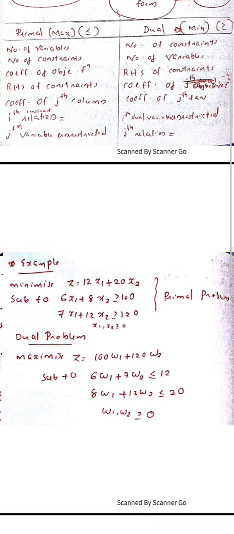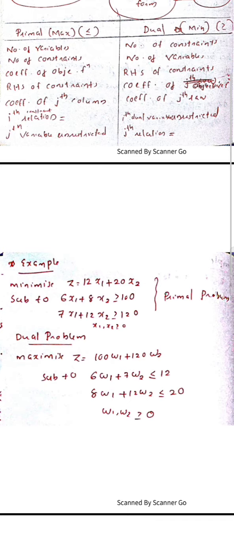Now we have to find the RHS of these constraints, and we know that the coefficient of the objective function in the primal problem become the RHS of the constraints in the dual problem. So primary പ്രോബ്ലത്തിലുള്ള ഒബ്ജക്റ്റീവ് ഫംഗ്ഷൻ എന്ന് പറയുന്നത് 12x1 പ്ലസ് 20x2 ആണ്. അതിൻ്റെ കോയിഫിഷ്യൻസ് എന്ന് പറയുന്നത് 12ഉം 20 ആയിരിക്കും. സോ ദിസ് 12 ആൻഡ് 20 ബിക്കം ദ RHS ഓഫ് ദ ഡുവൽ കൺസ്ട്രെയിൻറ്റ്സ്.